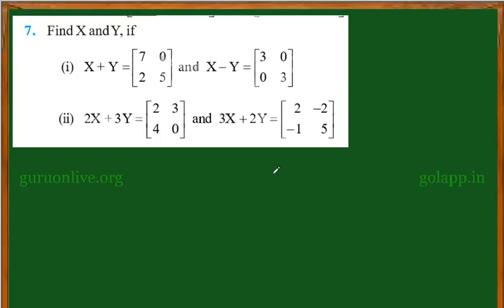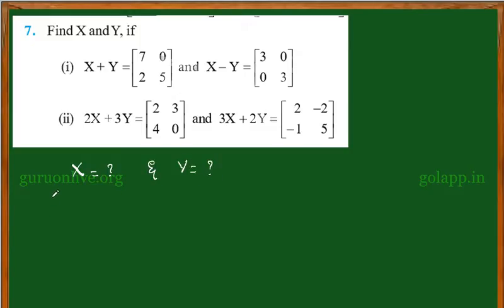Find x and y if, first, x plus y is equal to the matrix 7, 2, 0, 5 and x minus y is equal to the matrix 3, 0, 0, 3. And the second question is 2x plus 3y is equal to the matrix 2, 4, 3, 0 and 3x plus 2y is equal to the matrix 2, minus 1, minus 2, 5. Is the given question. So in both cases we have to find the x and y values.